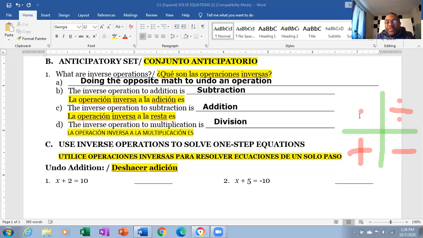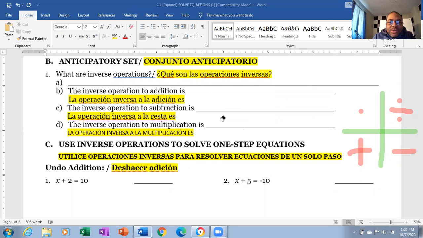All right, so the opposite of multiplication is division. The opposite of addition is subtraction. My Spanish is horrible, so I'll probably mess that up horribly, but it's okay. Okay. Let us move on.